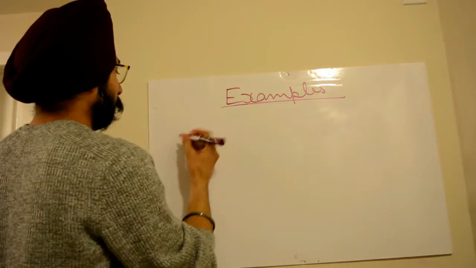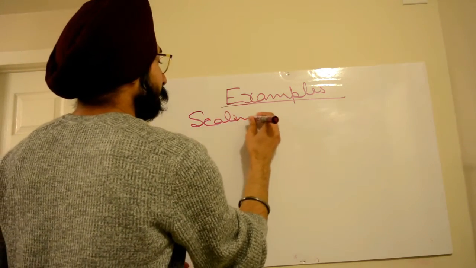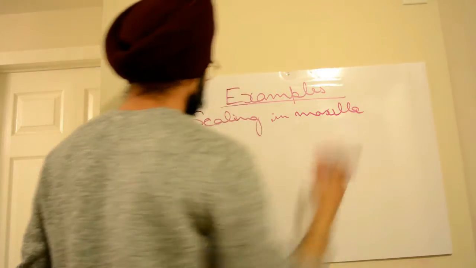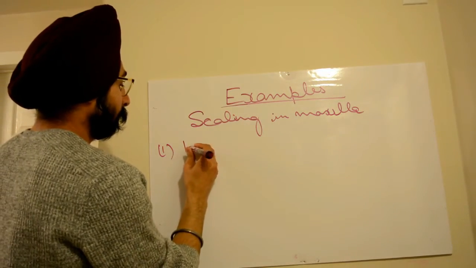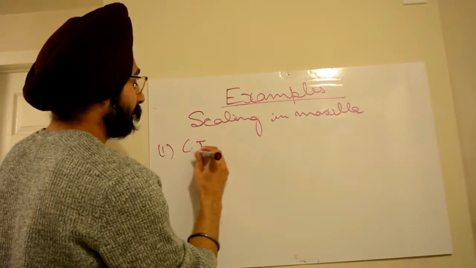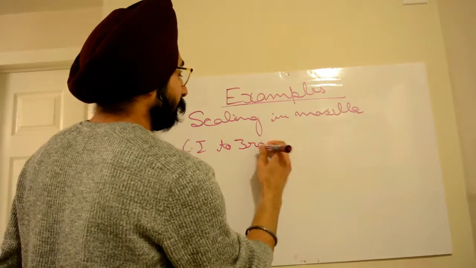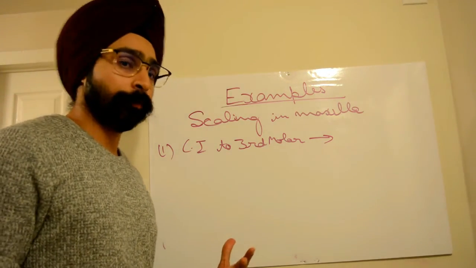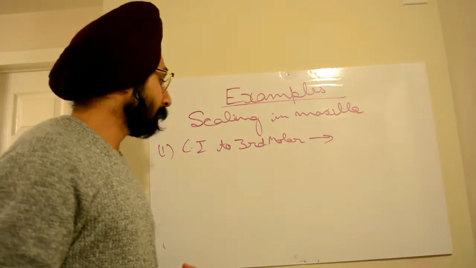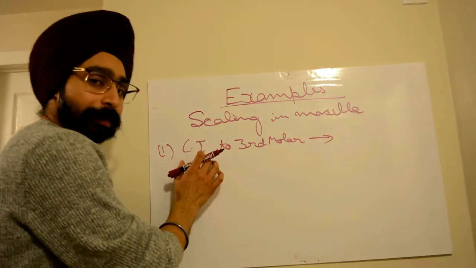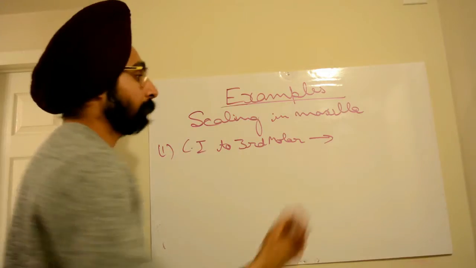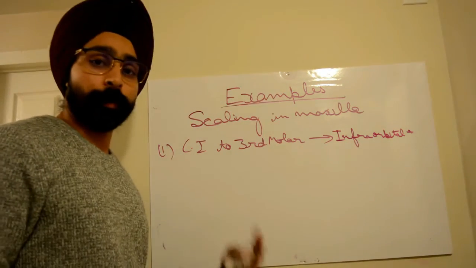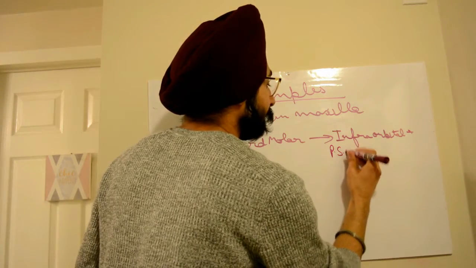From perio, let's say if you want to perform scaling in maxilla. That involves central incisor to third molar. In this case, we need to anesthetize the pulpal tissue, we need to anesthetize the buccal as well as palatal mucoperiosteum. So from central incisor to premolar, we can give infraorbital. From first molar to third molar, we will give PSA.